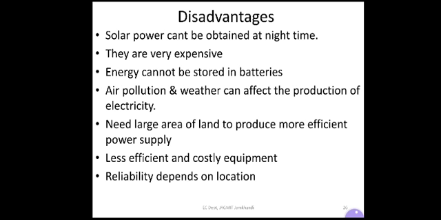Air pollution and weather can affect the production of electricity. If a lot of air pollution is present in the area where it is installed, or if the weather is like the rainy season and a lot of raining takes place, these can affect the production of electricity. It directly affects the production.